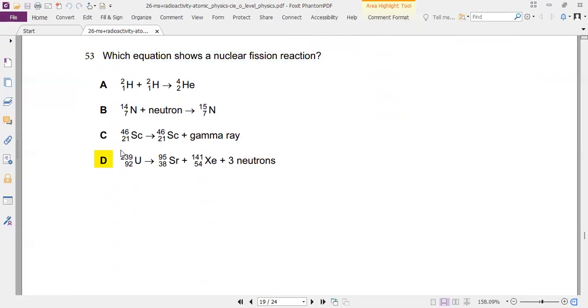Nuclear fission is this one. You should know this. This is the only possible equation from these of nuclear fission. This is fusion. This is radioactive reaction. And this is another radioactive reaction.